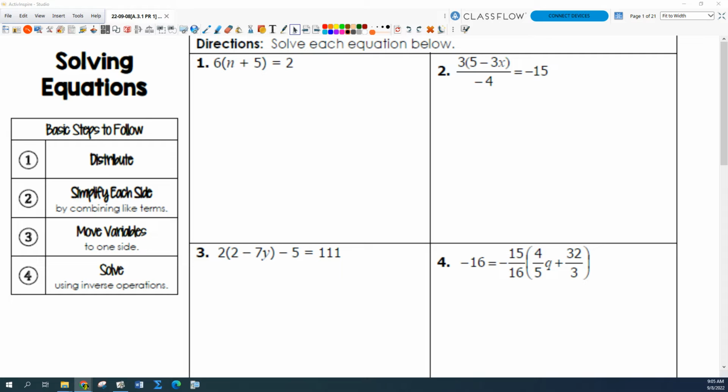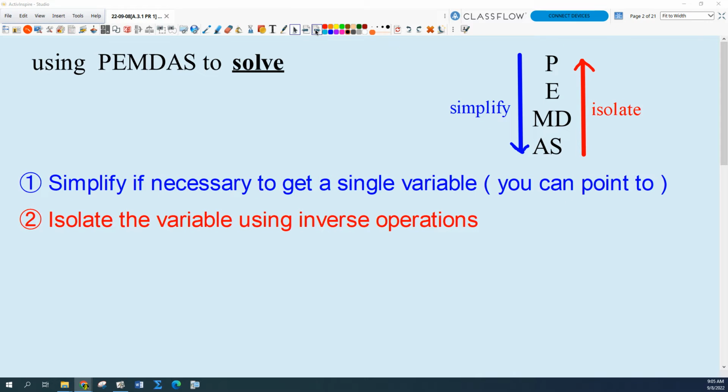So there are some basic steps to follow, and they talk about the basic steps in your notes here. They describe the steps this way: distribute, simplify each side by combining like terms, move the variables to one side, and then solve using inverse operations. And that's fine. I mean, that's an okay way to think about it. But I think there's maybe a more efficient way to think about it, and that's just with PEMDAS.